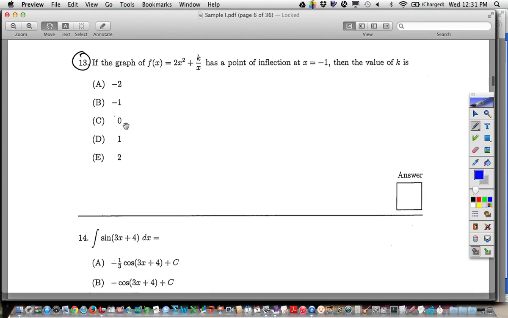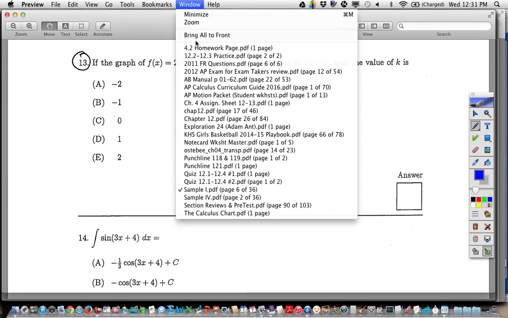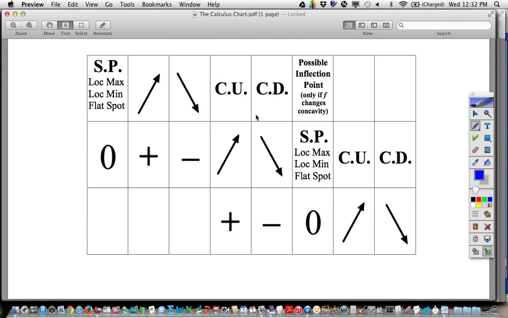If the graph of this has an inflection point at -1, then what is the value of k? Anybody got an answer for this one? Let me pull up the chart real quick. Okay, so inflection point, a possible inflection point is when the second derivative is 0, right?